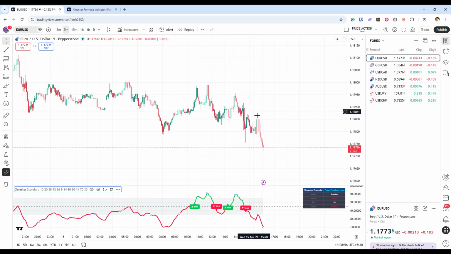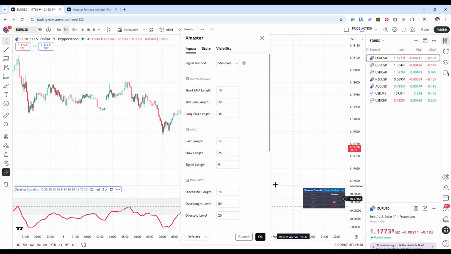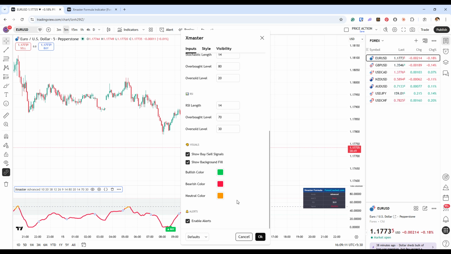You can also customize the colors, toggle the background fill, and enable alerts, all from the settings panel. The Xmaster formula works on Forex, crypto, gold, indices, any market.